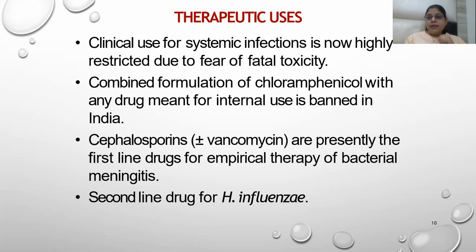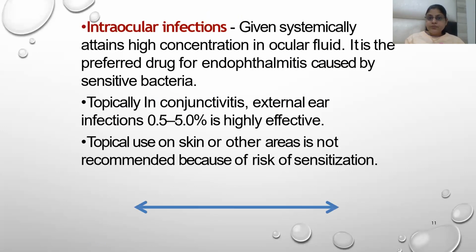It is banned for internal use in India. It is never combined, as it is ineffective in nature and very highly toxic, and now it is banned in the country. Ceftriaxone and vancomycin are presently the first-line drugs for bacterial meningitis, and chloramphenicol is the second-line drug for Haemophilus influenzae.